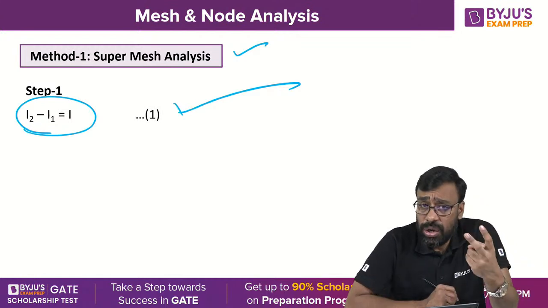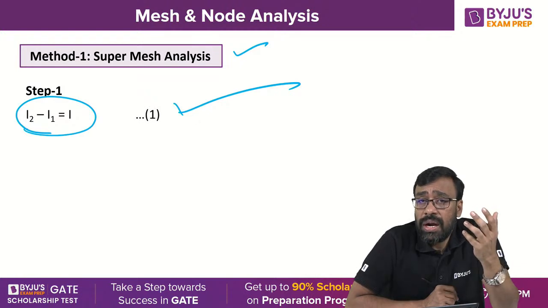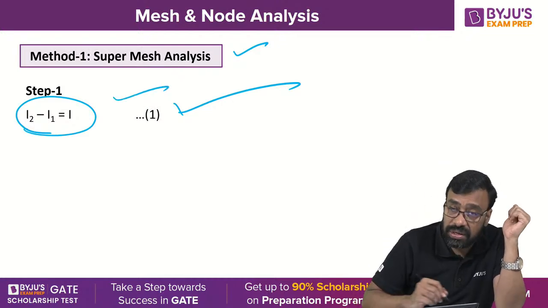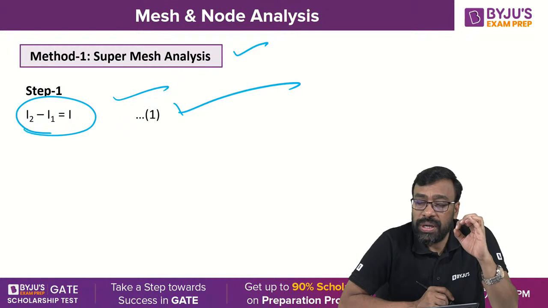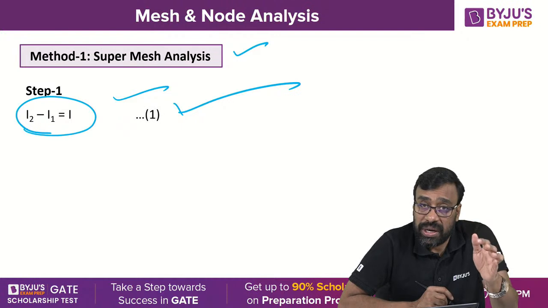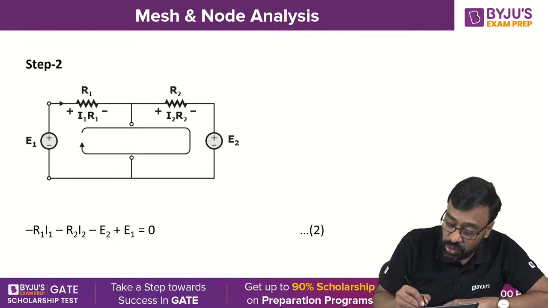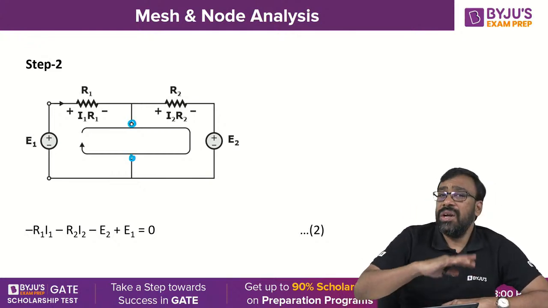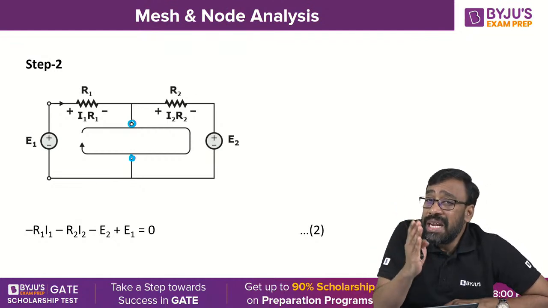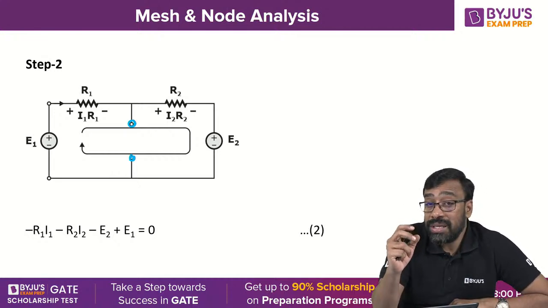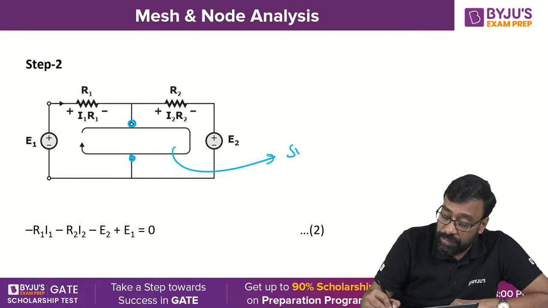How many variables are there? Two variables, I1 and I2. How many equations are required? Two equations are required, so we need to obtain one more equation. We already got one equation here. To obtain the second equation, we suppress the independent current source. That means we replace the current source by an open circuit, its internal resistance. Tell me, what does that open circuit mean? As soon as you replace it by an open circuit, mesh 1 and mesh 2 get merged and form a common mesh. That common mesh is called a supermesh.